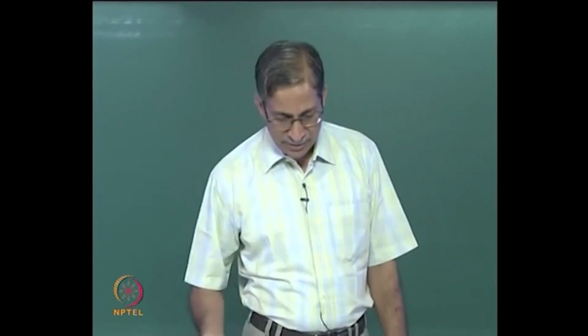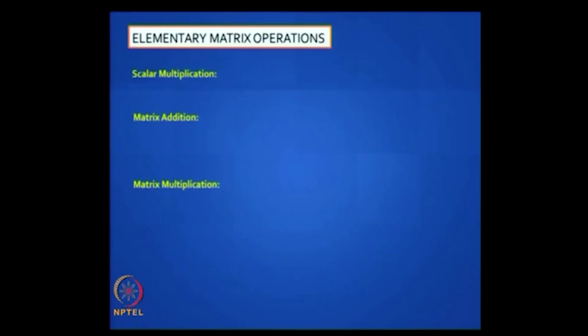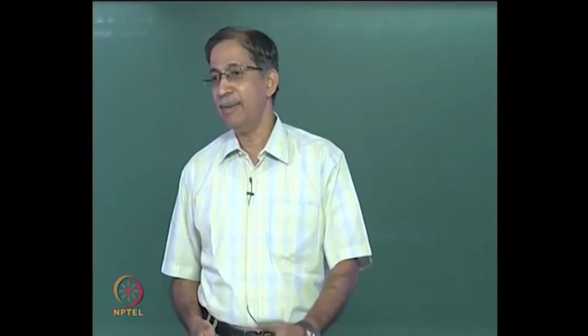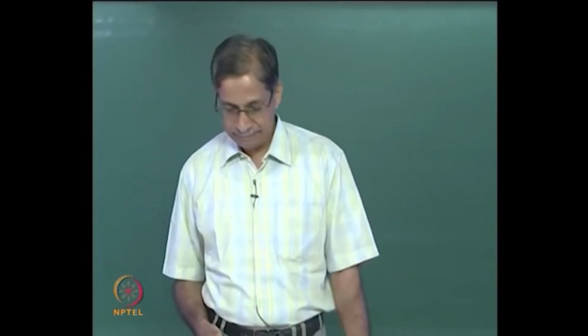Elementary matrix operations, I will go very fast, you are familiar with it. You have scalar multiplication, the scalar is never shown in bold, so lambda is a scalar. You have matrix addition, and A plus B will be equal to B plus A, that is a property. What is that property called? Commutative property. If you put a negative sign, we only say addition, but addition is generic, it includes subtraction because you are multiplying with minus 1 which is a scalar.